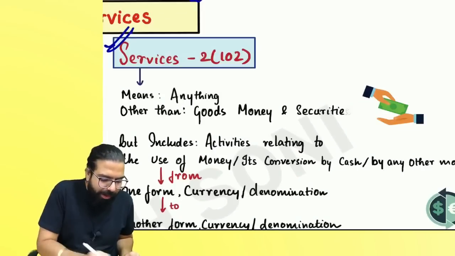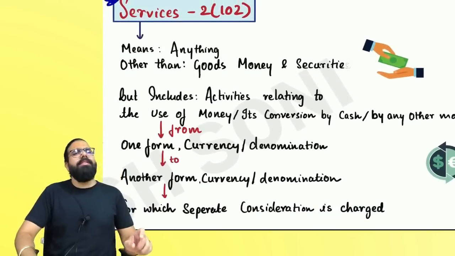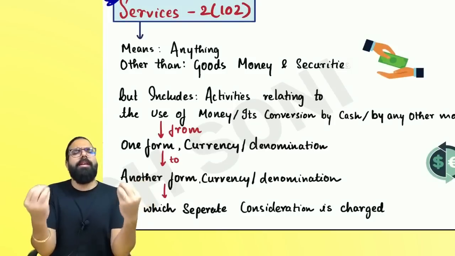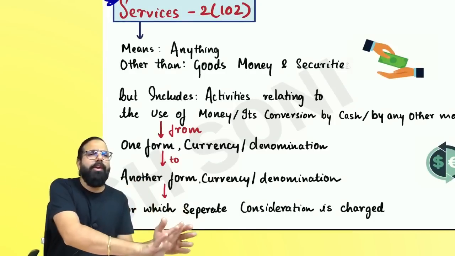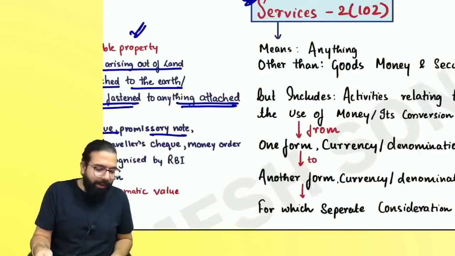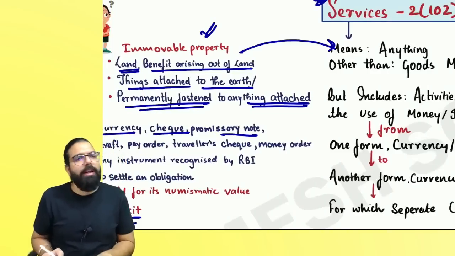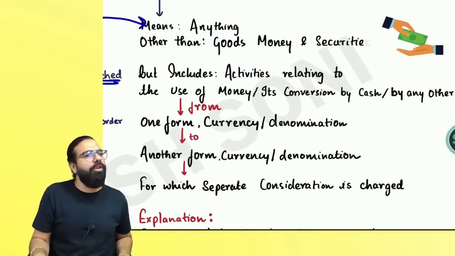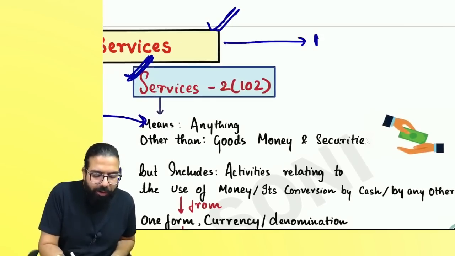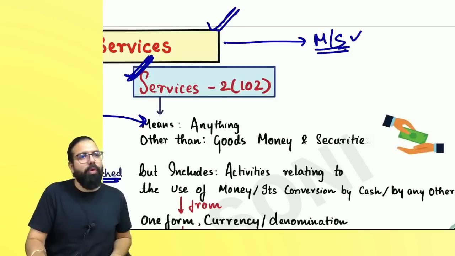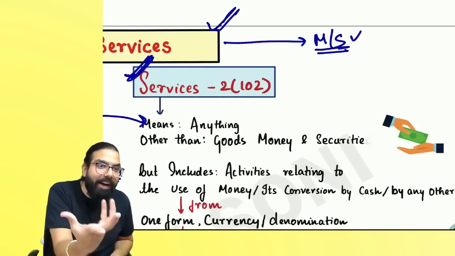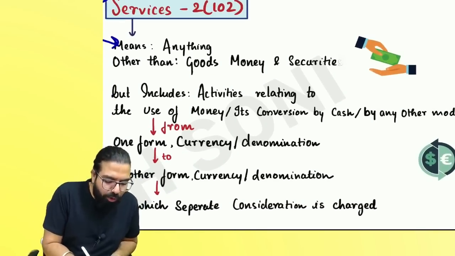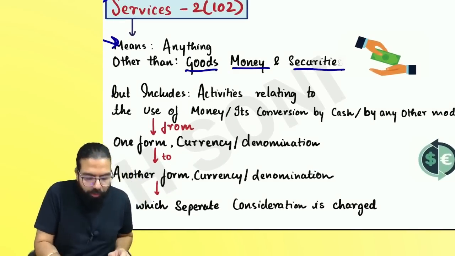Sir, on the right side we have services. What is services? Section 2(102). Services means anything other than goods, money, and securities. Sir, anything other than goods means immovable properties are included in the definition of service. And money and securities are neither goods nor service. So money and securities are out from the definition of goods and service, and hence GST can't come on money and securities.